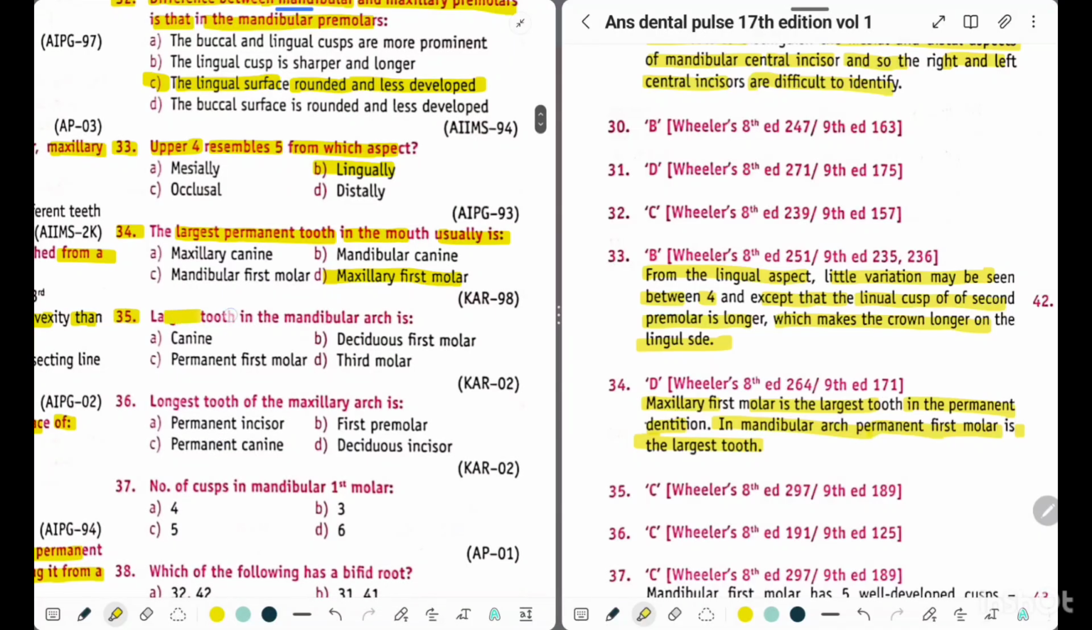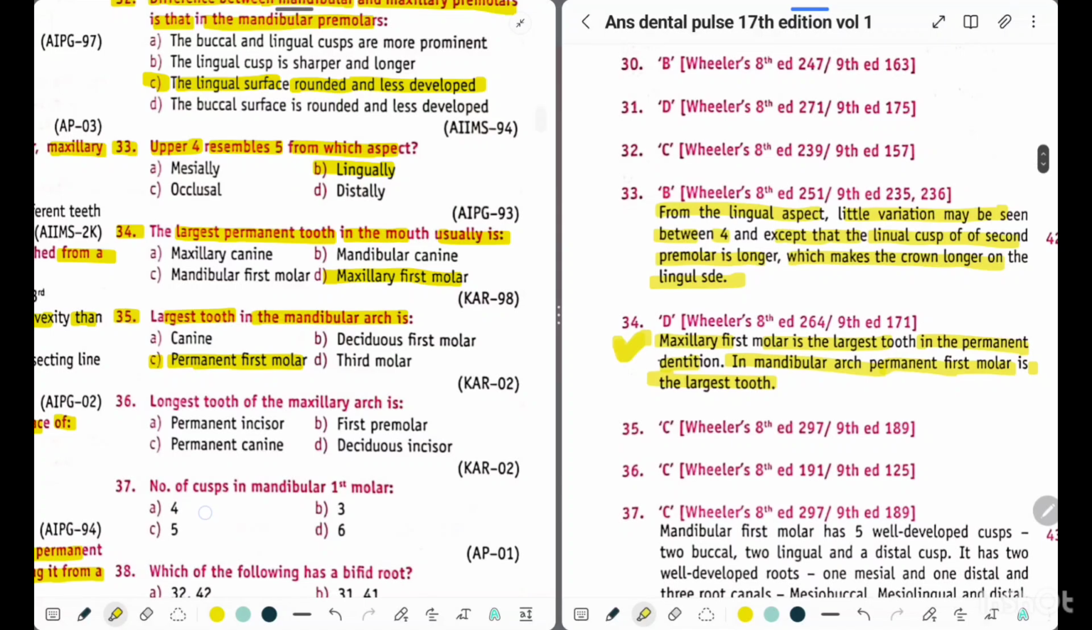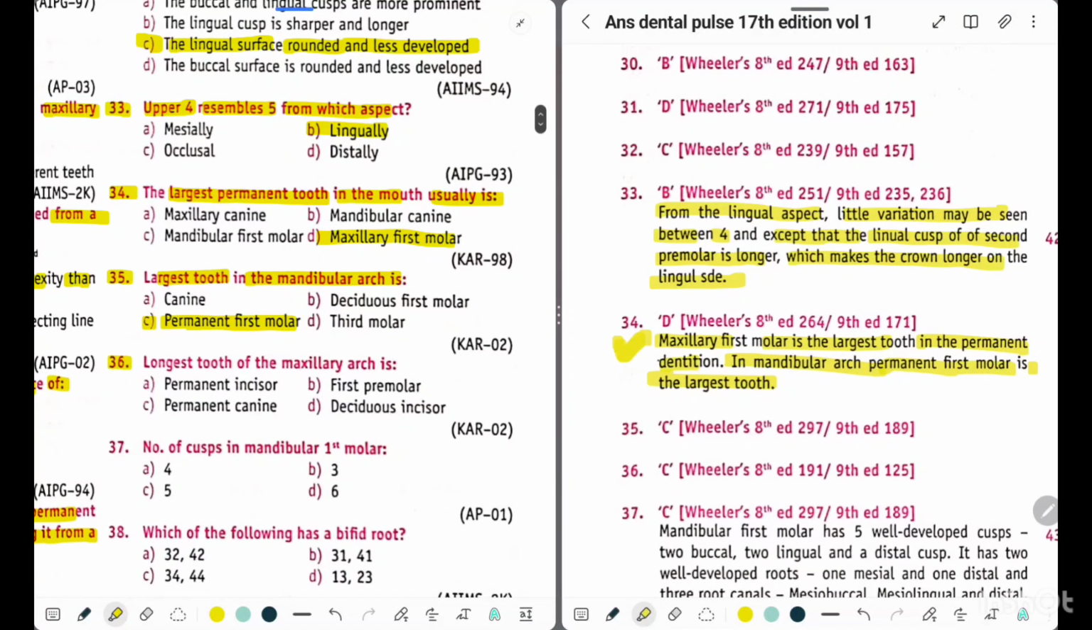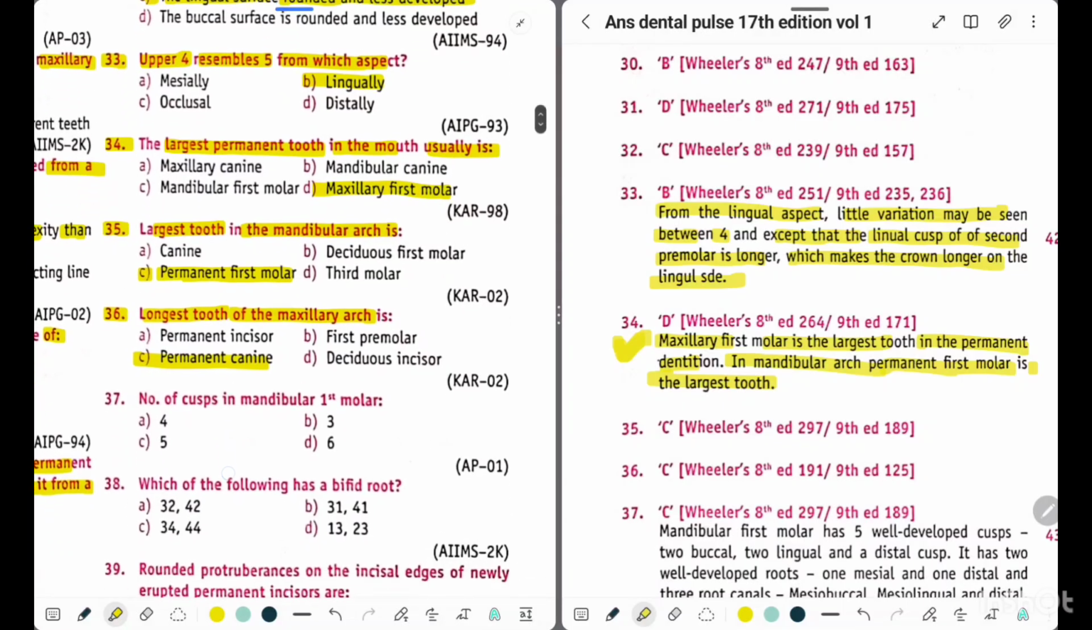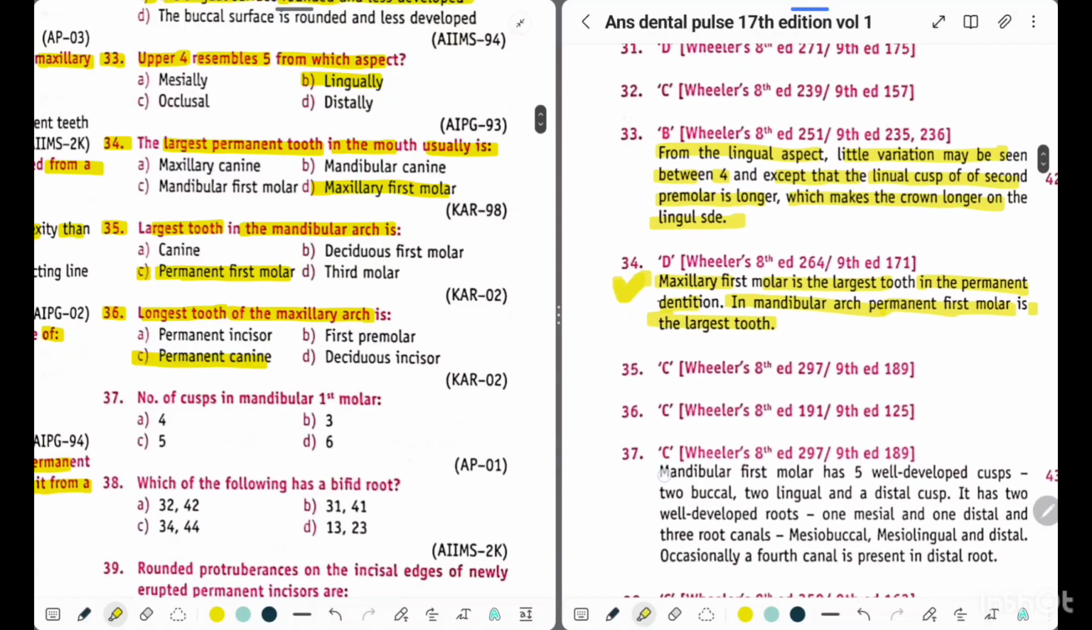Question 35. Largest tooth in the mandibular arch is? Answer is permanent first molar. We have already seen its explanation. Question 36. Longest tooth of the maxillary arch is? Its answer is permanent canine. Longest tooth, okay, it's permanent canine.